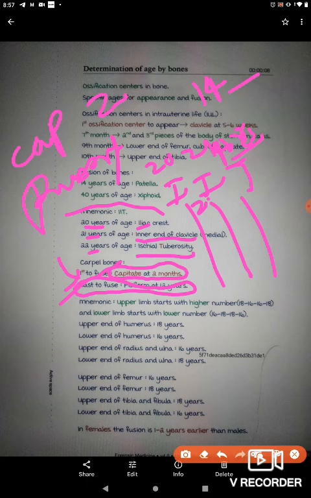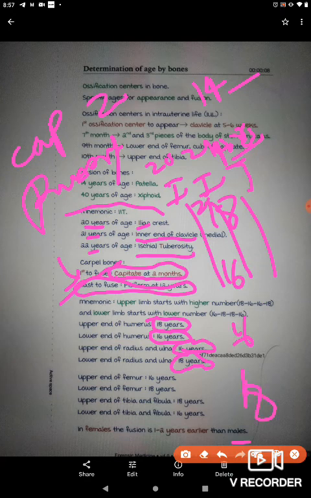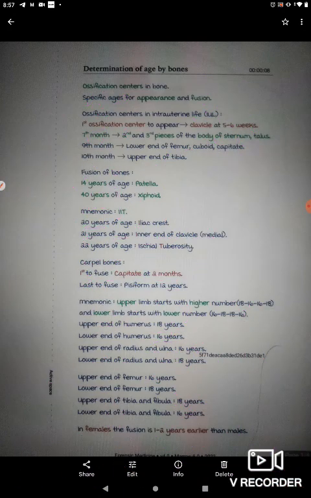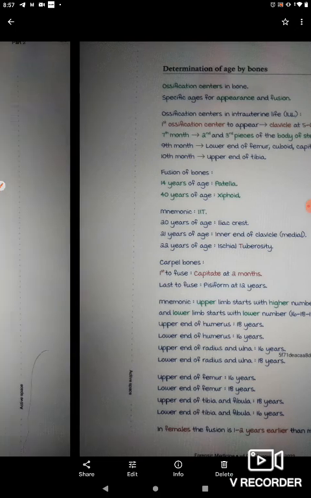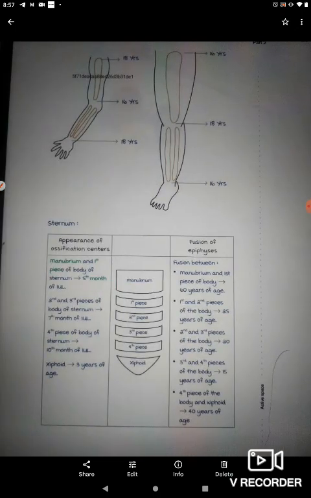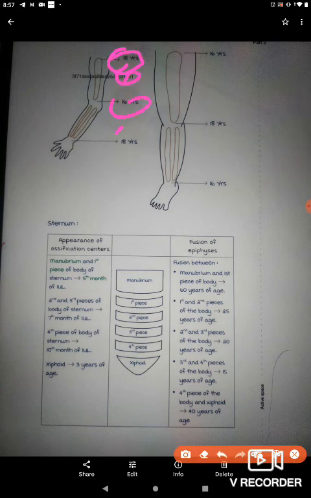So the upper end of the humerus ossification center fuses at 18 years, the lower end of the humerus at 16 years, the upper end of the radius at 16, and the lower end at 18. So it is 18, 16, 16, 18. Similarly for the lower limb, it's just the reverse: 16, 18, 18, then 16. This is the fusion of the ossification centers. In this diagram we see for the upper limb the fusion is 18, 16, 16, 18, and here 16, 18, 18, 16.